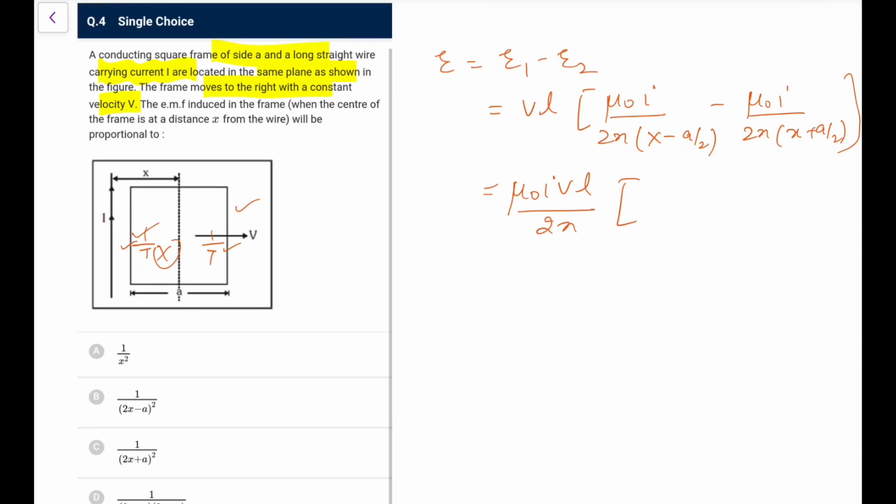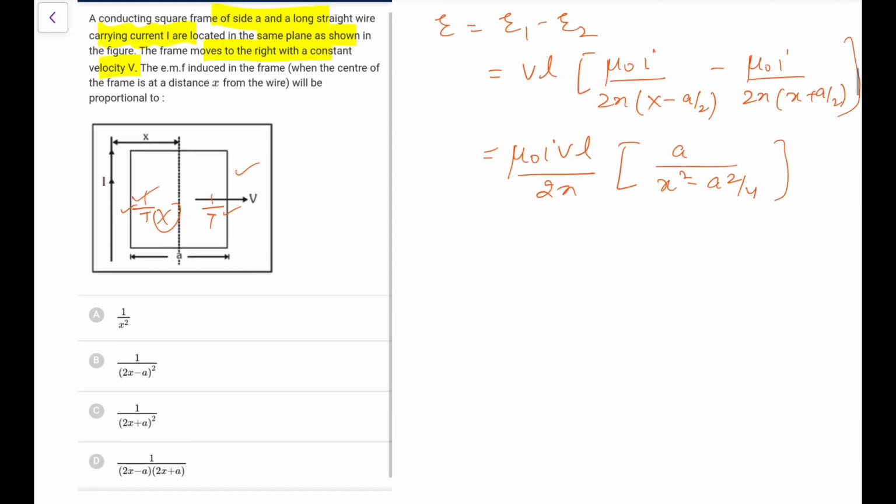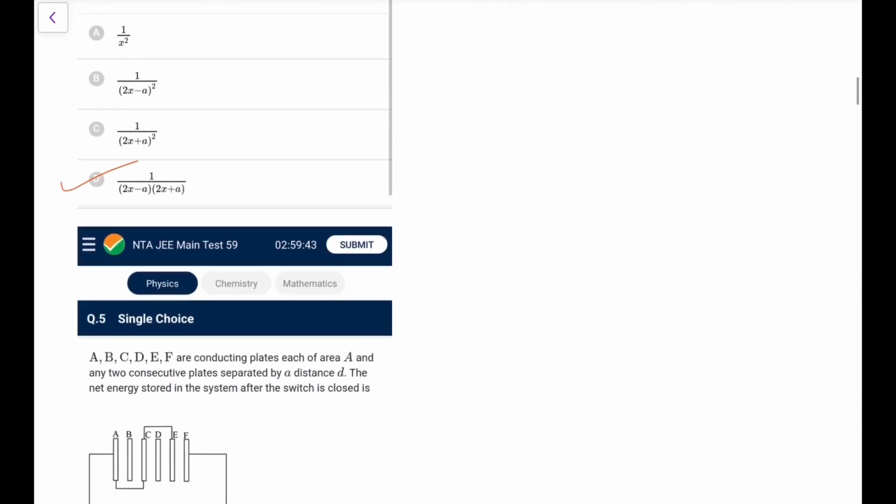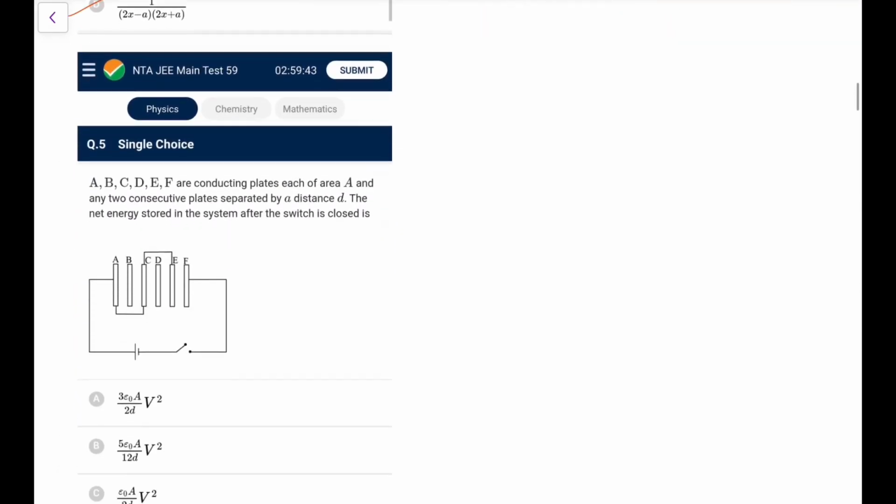By the way, x plus a by 2 and x minus a by 2, that would be a, and it would be x square minus a square by 4. So it is proportional to what we are getting now. So from this, it is clearly 2x minus a, 2x plus a. That way you can rearrange. So it is option D. You have to just check the proportionality. I have solved completely now.